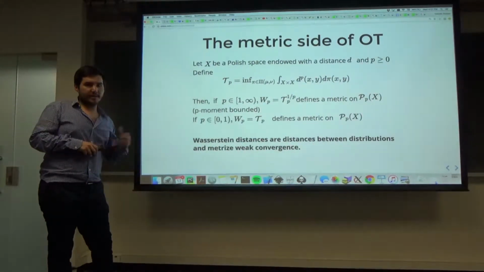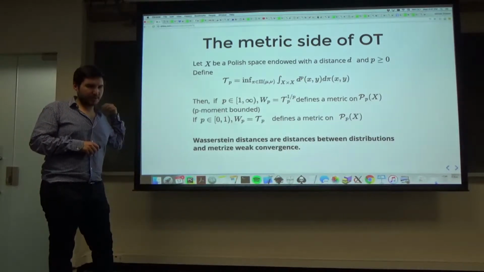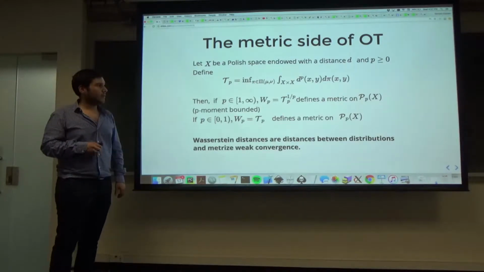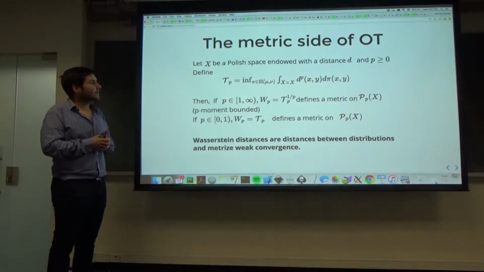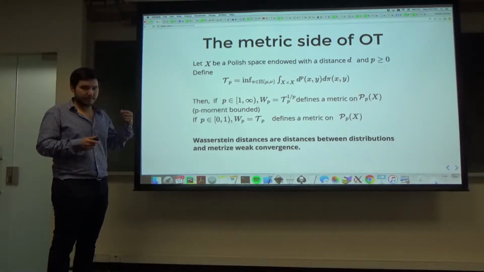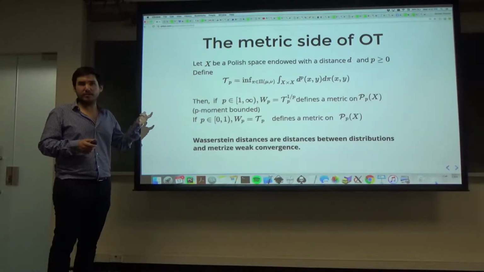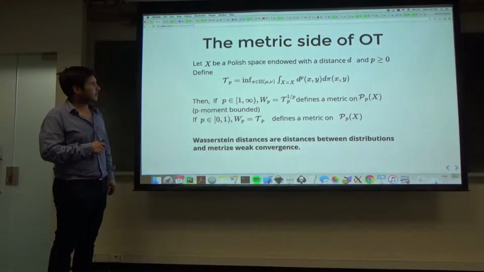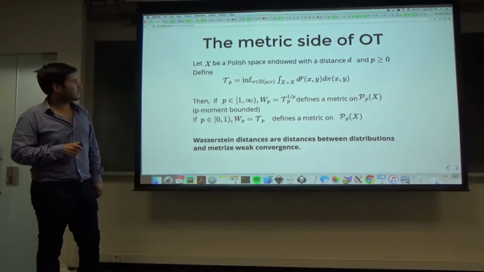Yeah, and I was saying that there is some geometric structure, but this can be formalized, and it happens for many cases, not only for the quadratic cost function, but in many others.